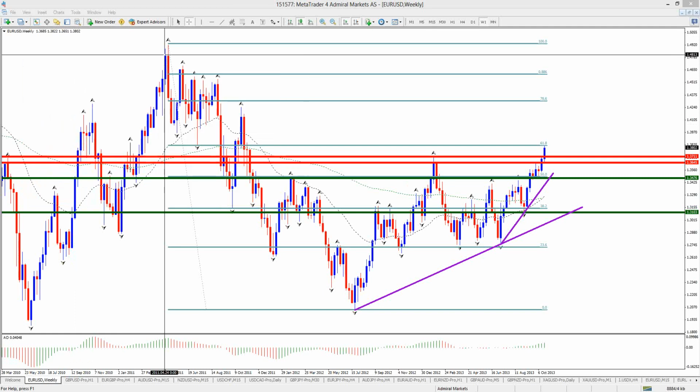Now, I had a buy limit, in fact, on the euro dollar, but it didn't go as deep as I wanted it to, so I'm going to delete that for the moment, because my target was the 61.8 weekly Fibonacci retracement, and we've reached that target. So once we reach a target, I want to reassess whether that makes sense.